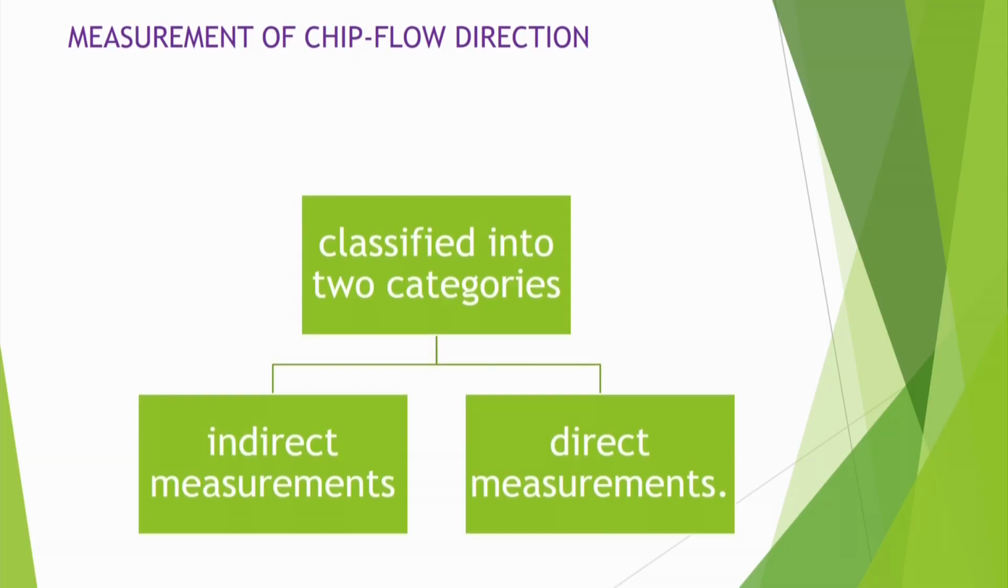Now I am talking about the measurement of chip flow direction. That means how we are assuming that the chip is flowing. Chip in orthogonal cutting is just flowing perpendicular to the cutting edge, but here it is not moving in that direction, it is inclined. So the measurement of chip flow can be classified into 2 categories: one is indirect measurement and the other is direct measurement.